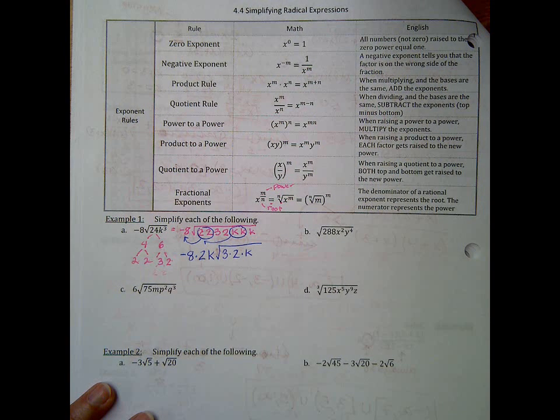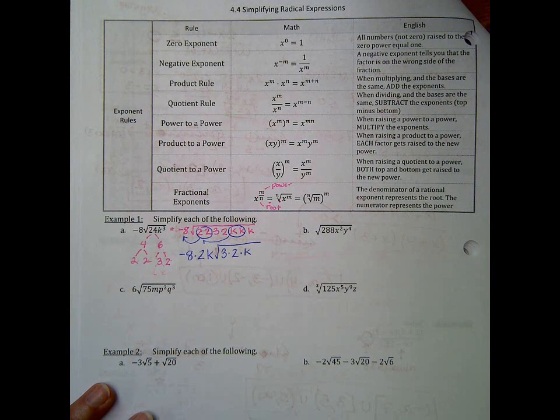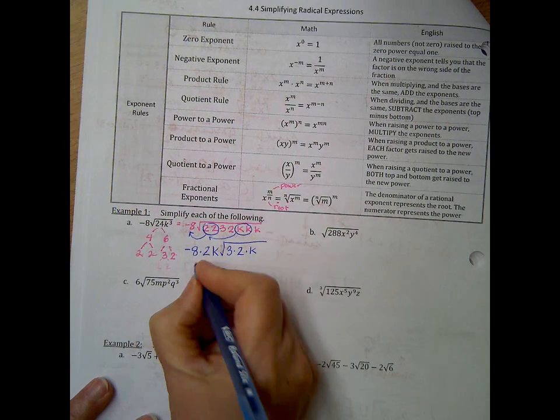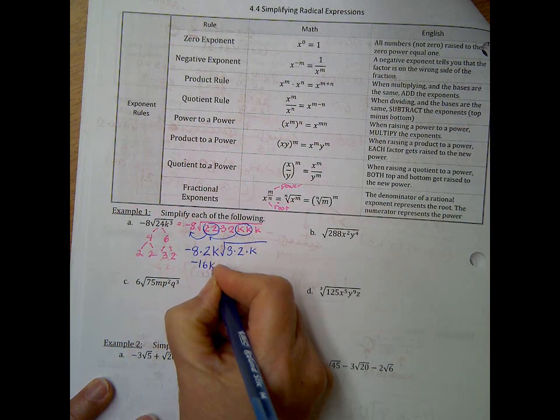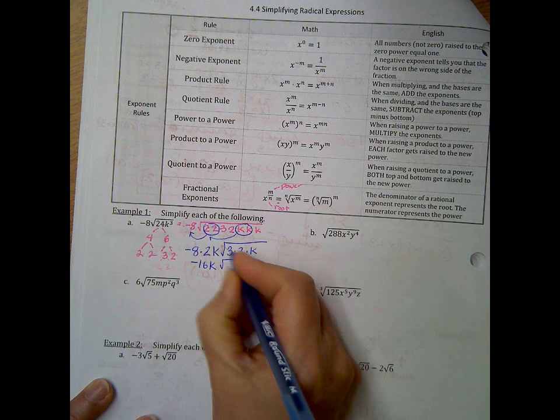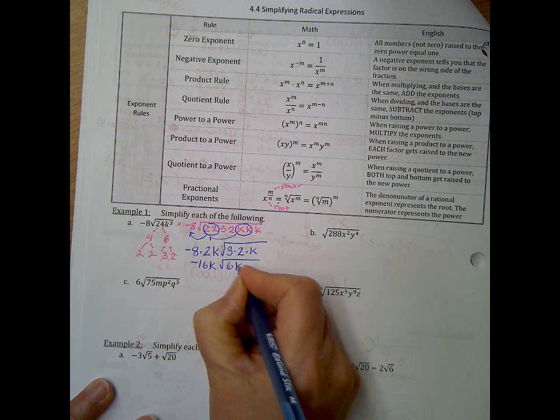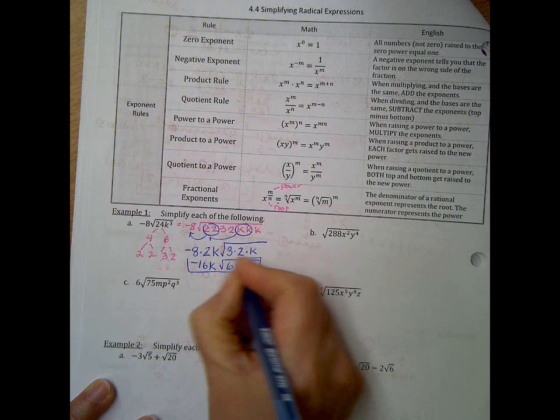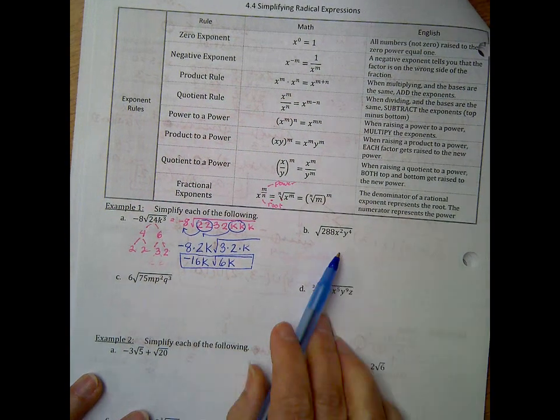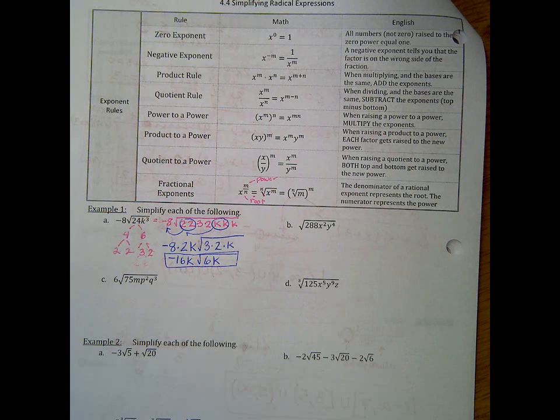So now we're going to multiply everything up to clean it up a little bit. -8 times 2 is -16k. And then on the inside, 3 times 2 is 6k. And that's our simplified answer. Okay, so take a second and you try B.